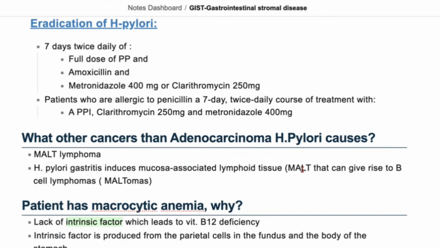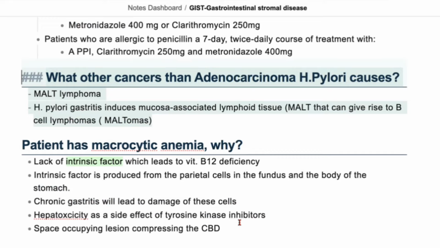Sometimes, if it's chronic and for 6 weeks, you would give the triple antibiotic. Question is just a learning point that you would need to remember. Macrocytic anemia, you want to talk about intrinsic factor, which is secreted from the parietal cells in the fundus, and a decrease of that due to chronic gastritis leads to vitamin B12 malabsorption.